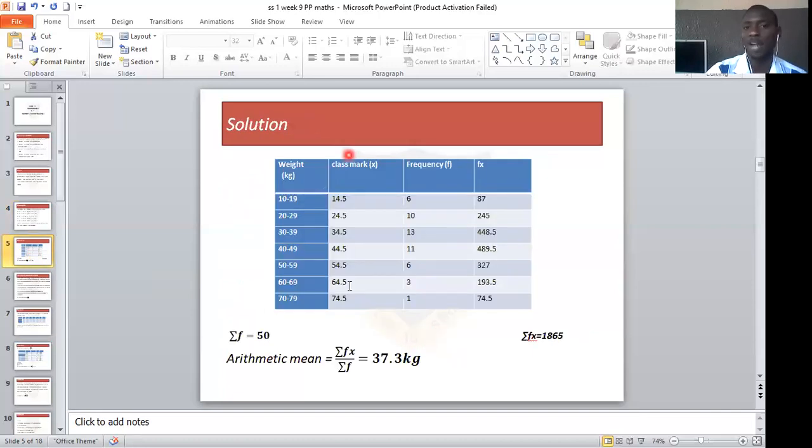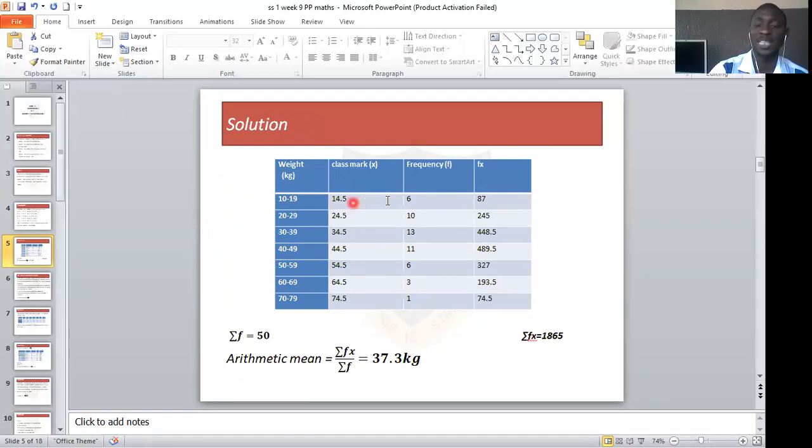And look at the class mark. How do you get your class mark? I told you this is the median. That is the addition of the lower class limit and the upper class limit. Here 10 is the lower class limit and here 19 is the upper class limit. Add the two together and divide by 2 to give you the class mark. That is 10 plus 19 divided by 2 will give you 14.5. You do the same for all the classes.